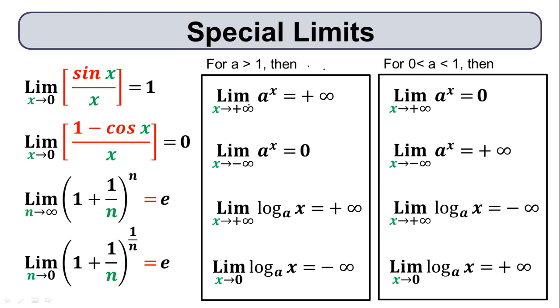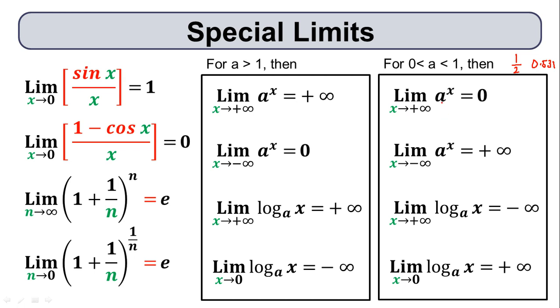Mga relationship. The limit of a to the x as x approaches positive infinity is equal to positive infinity, of course. Kasi nga, a to the infinity is also infinity. Diba? Ganyan siya. Pero, kapag in between ng 0 and 1, so for example, 1 half, mga gitna ba? Fraction. Or let's say 0.531, ganun. Yung nagiging value ng a to the x as x approaches positive infinity, magiging 0.